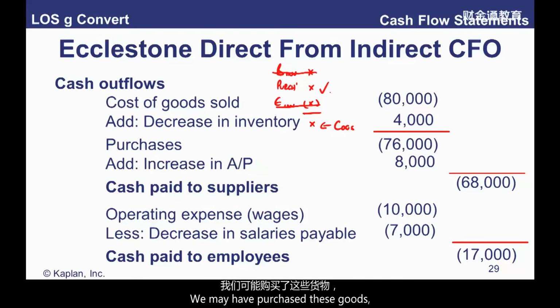We may have purchased these goods, but we may not have paid for them at the year-end date. So into the balance sheet, check out your current liabilities. There's our accounts payable. Was 10,000, now 8,000. Increase in the liability, add. So 8,000 we're going to add, and we get the cash paid to suppliers of 68,000.